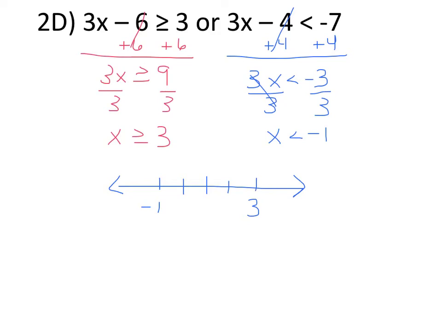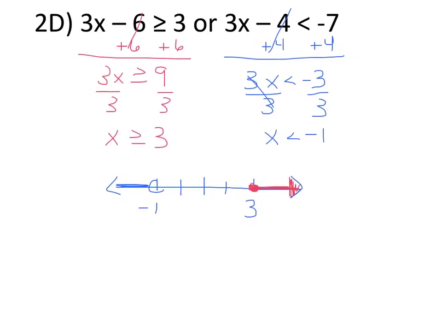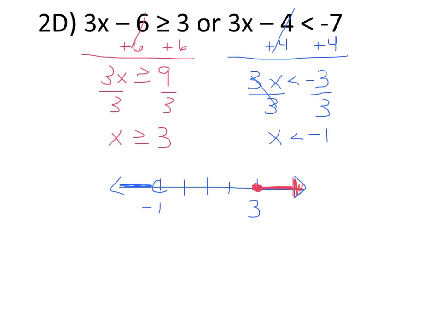Okay, and I'm going to go ahead and do my red here first. I've got a closed circle on 3, and I'm shading out. Okay, on the negative 1, I have an open circle, and I'm shading out. Oh, still shading out here.